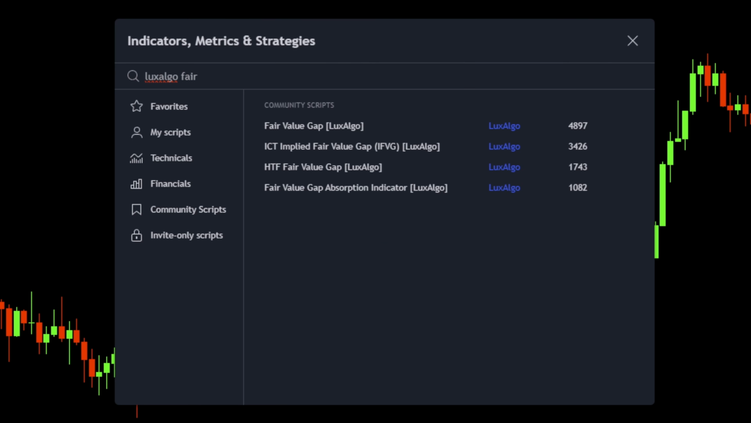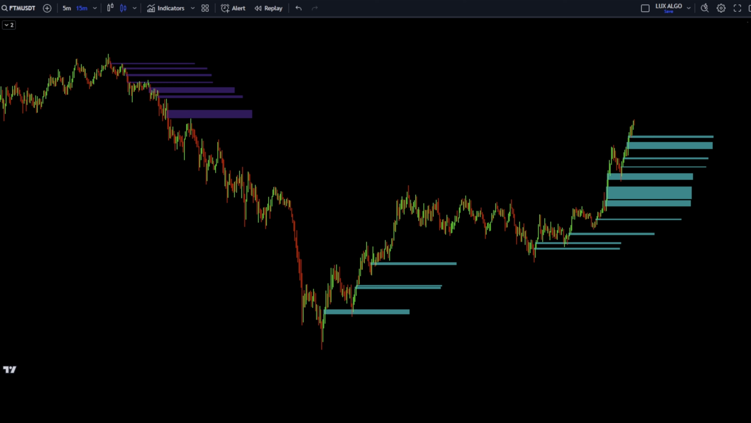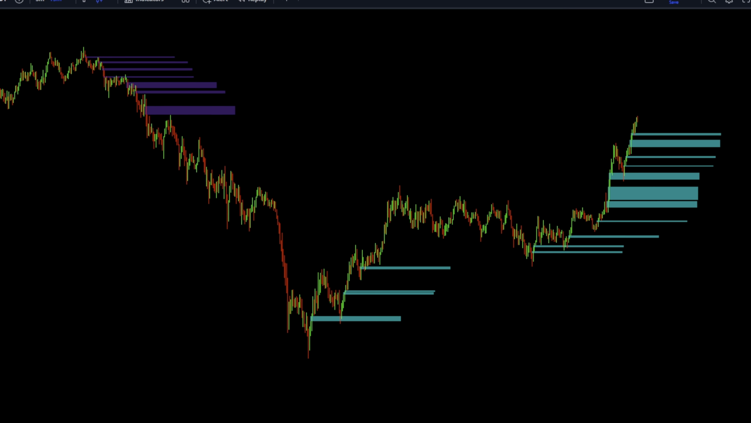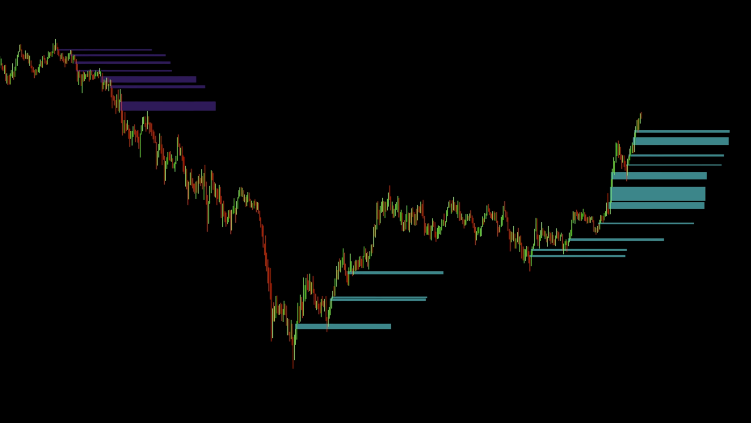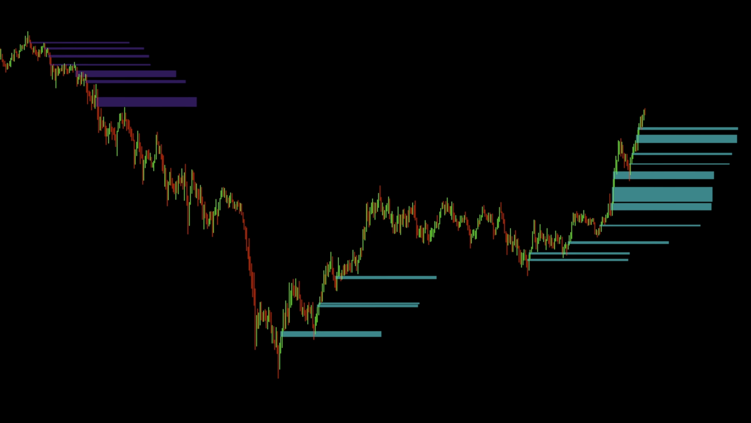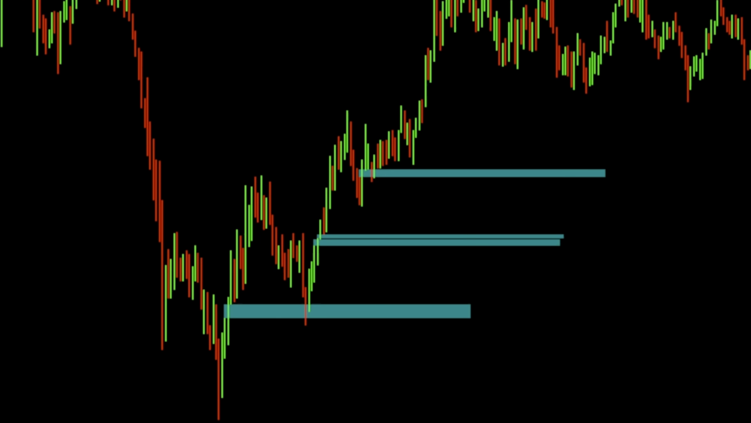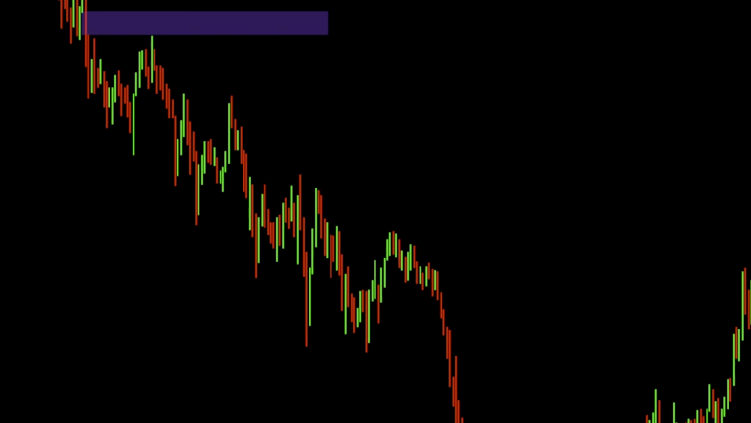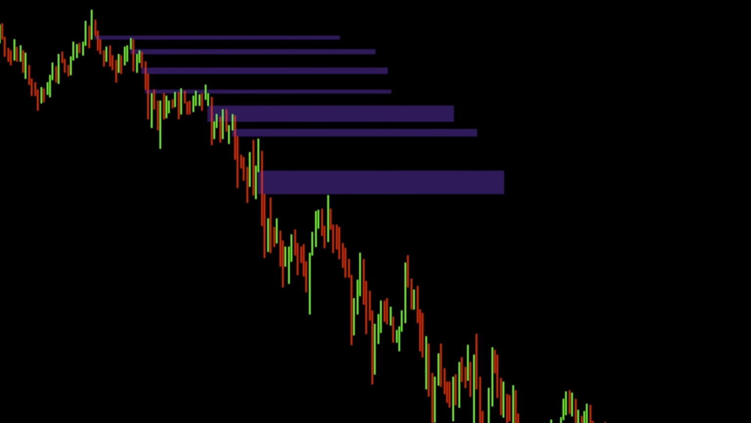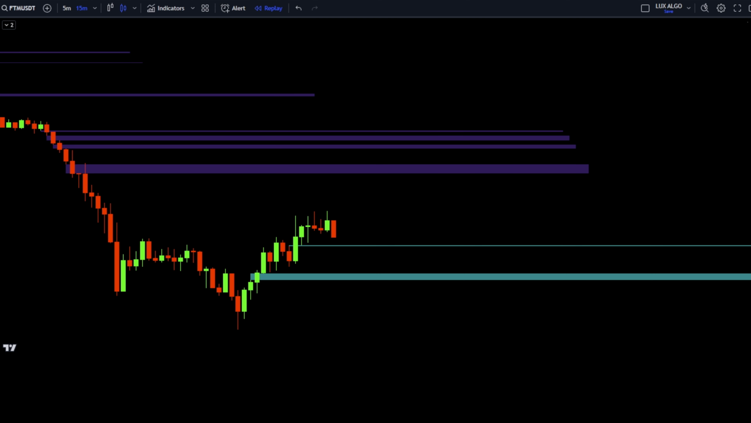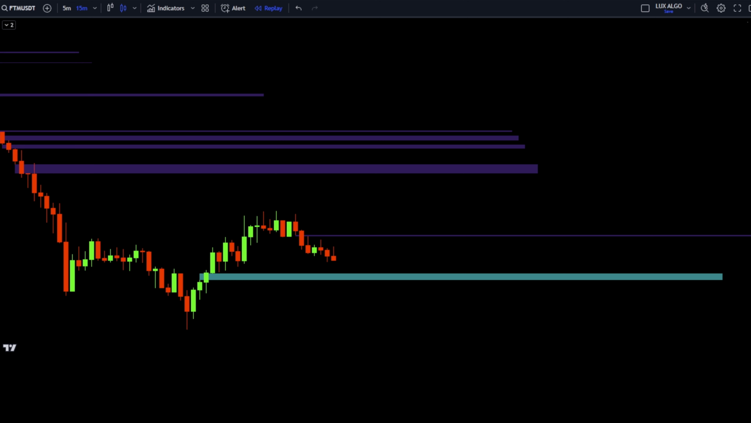For the second indicator, we want to search for LuxAlgo Fair Value Gap and click this one to add it to our chart. Fair value gaps are like special markers on our chart that show where the price might find support or face resistance. Imagine them as zones where the price takes a breather. A bullish fair value gap, where we might expect the price to start climbing, is shown as a blue box. On the other hand, a bearish fair value gap, indicating the price might start dropping, is marked with a purple box.